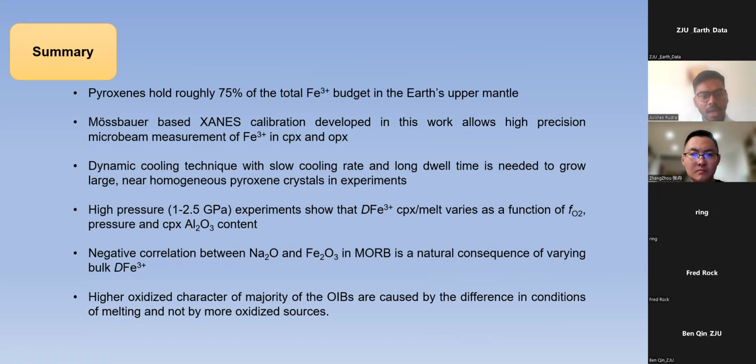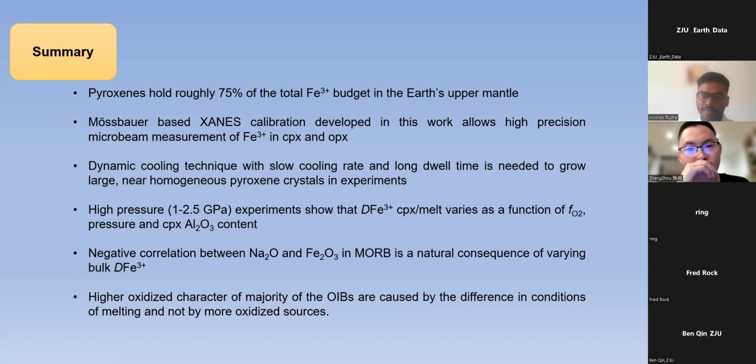But for that, we need oriented pyroxene crystals, both oriented standards as well as experimental oriented pyroxenes. And when we do high pressure experiments, we see that the pyroxene-melt partition coefficients are not constant. They vary as a function of fO2, pressure and CPX aluminum concentration. And when we try to model the MORB ferric iron content, we see that the negative correlation between sodium and ferric iron in MORB is a natural consequence of varying ferric iron partition coefficient as a function of degree of melting.